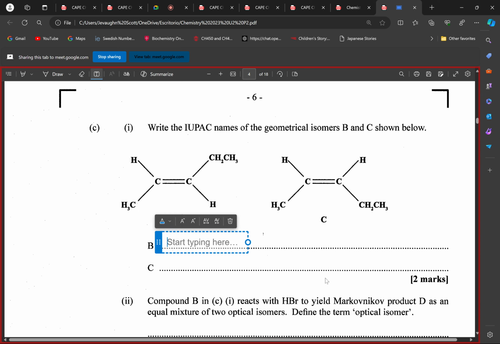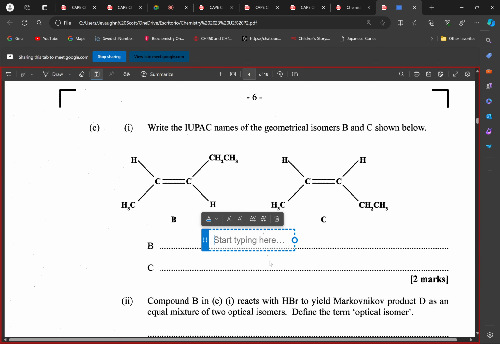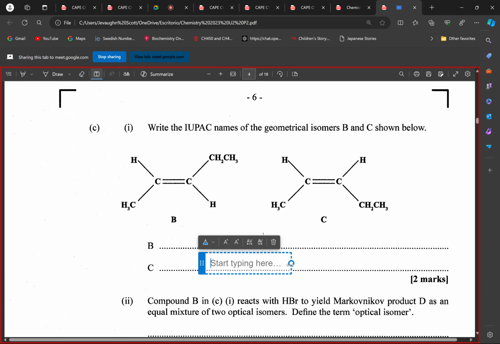What would it be? What would B be? Okay, open your mic, I never heard you clearly. I heard you say trans something. So trans... Alright, okay. So trans-pent-2-ene. And then C would be the same thing but cis, right?